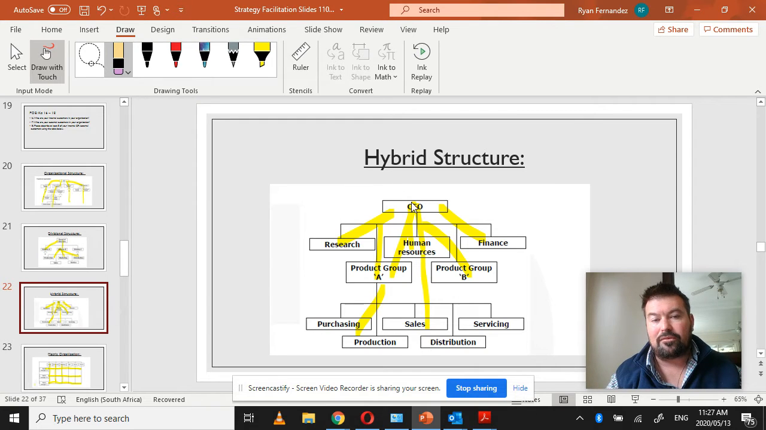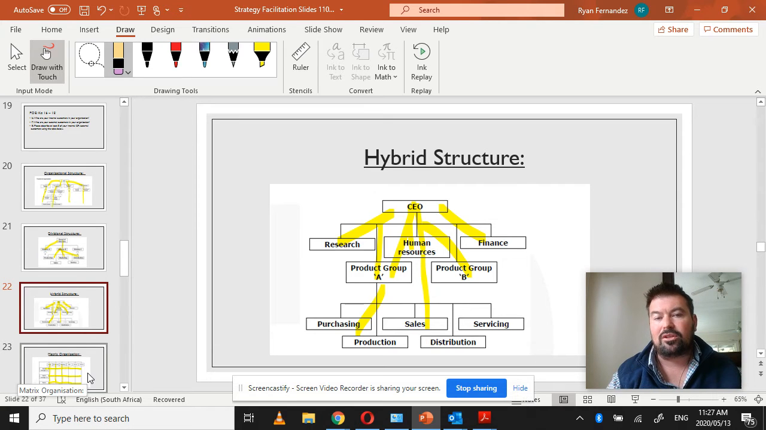Then you've got a mishmash of the two of them. So you've got a little bit of functional, you see research, human resources, and finance. But underneath that, you've also got product groups. So those are your divisional. And underneath your product groups, there would be different functions that go to the head of those divisions. And so that would be a hybrid structure, a little bit of functional, a little bit of divisional.